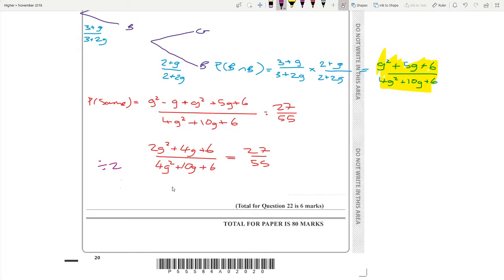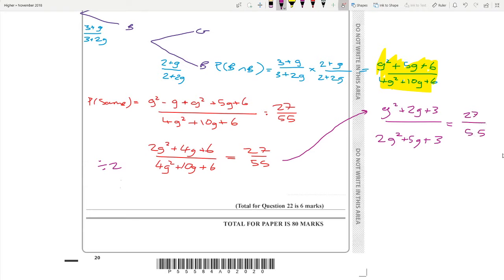Okay, I'm running out of space here. Shall we go over to this side here? Let's go over to this side. So divide everything by 2, we're going to get g squared plus 2g plus 3, all over 2g squared add 5g add 3, this all equals 27 over 55.